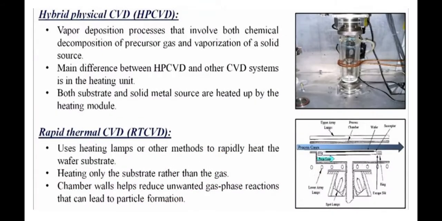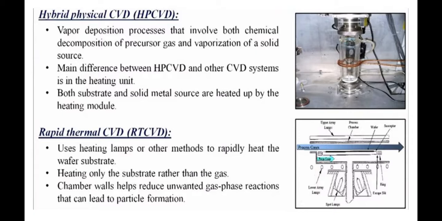Let us move to the next, that is hybrid physical CVD, or HPCVD process. It is a vapor deposition process that involves both chemical deposition of precursor gas and vaporization of a solid source. The main difference between HPCVD and other CVD is in the heating unit: both the substrate and the solid metal source are heated up by a heating module.